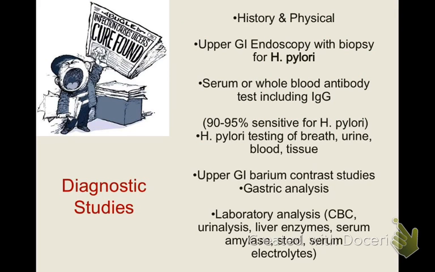So how do we diagnose these ulcers? We do a history and physical, meds, lifestyle, and then you do the upper GI endoscopy with a biopsy to test for H. pylori. You can do serum testing for IgG. The serum testing doesn't let you know if it's an active infection though with the IgG.